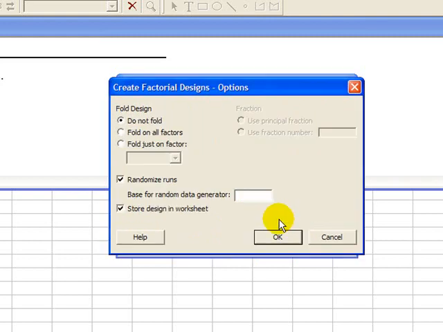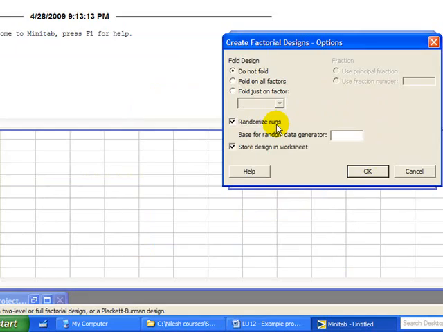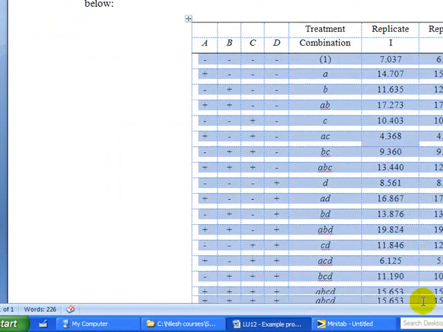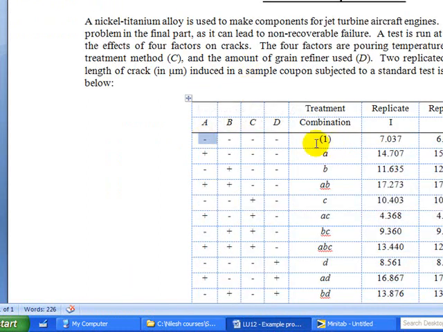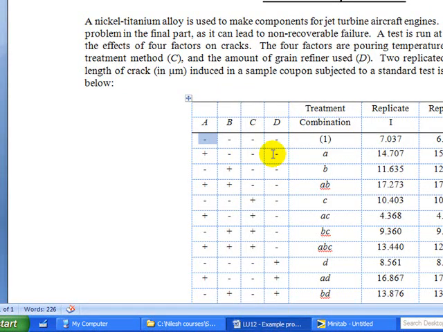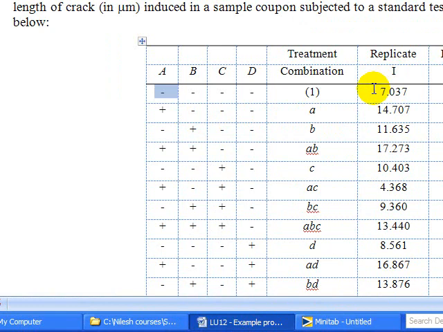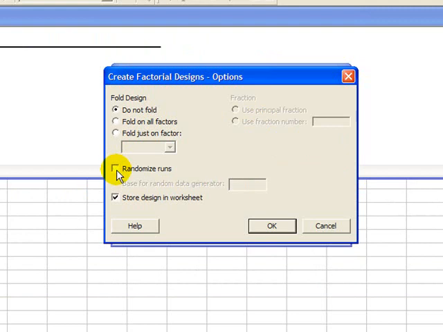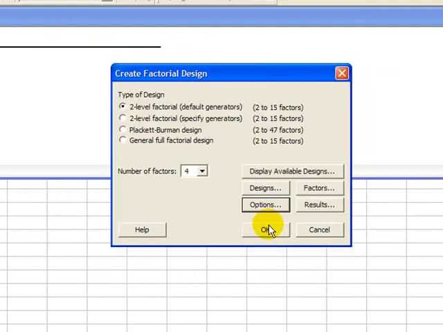Next I'm going to go to Options, and there is something called randomize runs. I'm going to uncheck it because I don't want to randomize runs. Why? Because I just need to enter the data in this format. The runs are already given here, systematically organized, not randomized. So I want Minitab to generate the design in the same format. Otherwise it will be difficult for me to match these values with the combinations that Minitab will give me. So that's why I unchecked randomize runs, and I'm going to click OK.